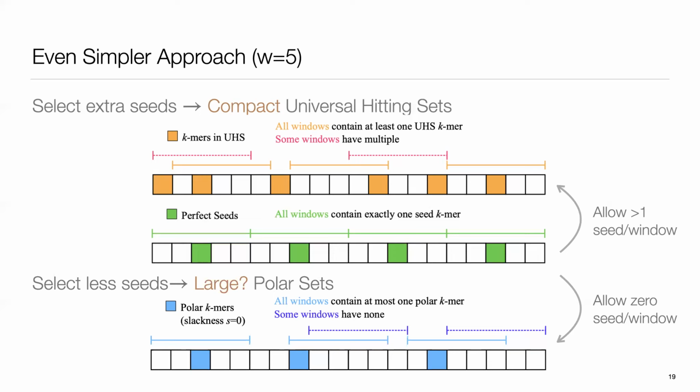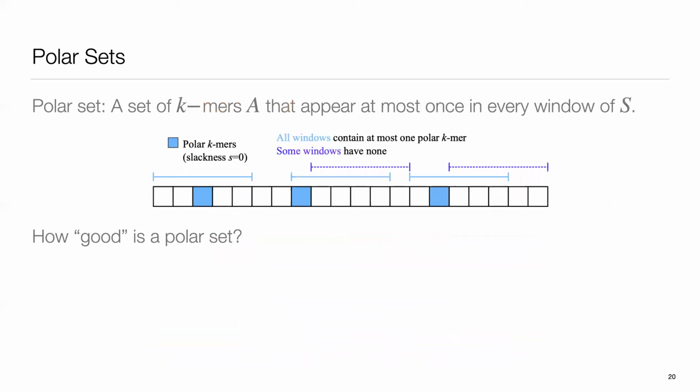You can imagine it as every polar k-mer being a magnet, and the magnets cannot get too close to each other, as you may remember from some physics experiments in primary school. But anyway, the formal definition of a polar set is a set of k-mers, which we denote as A, that appear at most once in every window of the reference sequence S. Note that this only needs to hold for the reference sequence, not for every possible sequence.